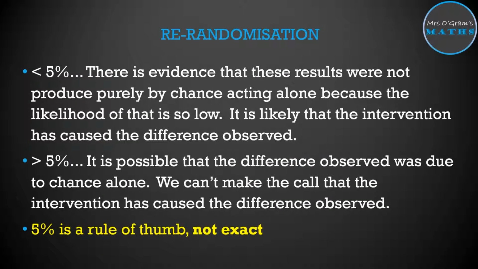So this is the call that we make: if that re-randomization shows the chance of the differences that we observed was less than 5%, then there is evidence that these results were not produced purely by chance acting alone, because the likelihood of having seen that difference is so small. It's likely that the intervention caused the difference that we observed. And the other way around, if it's more than 5%, it's possible that the difference we observed was just due to chance alone, and we can't make the call that the intervention that was part of our experiment has actually caused the difference that we observe.